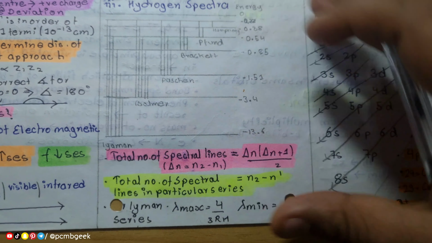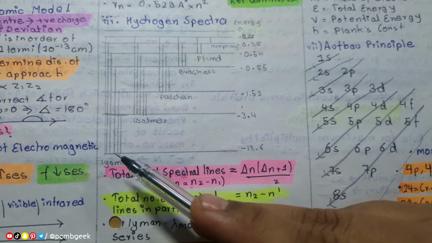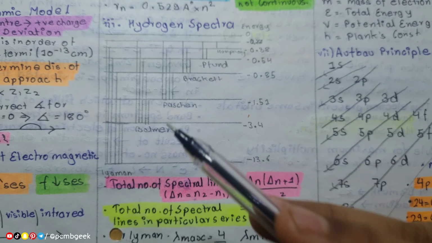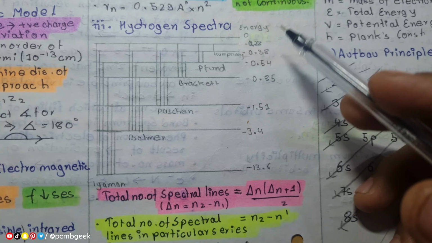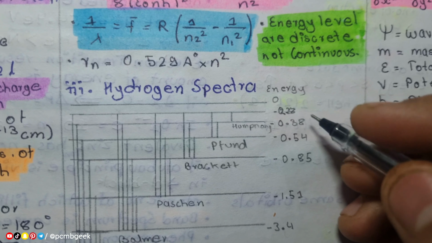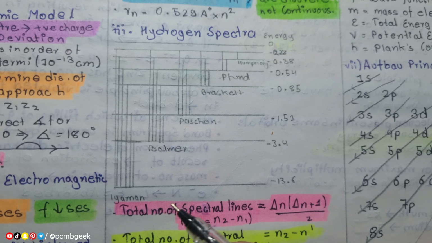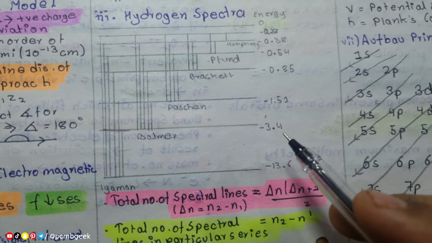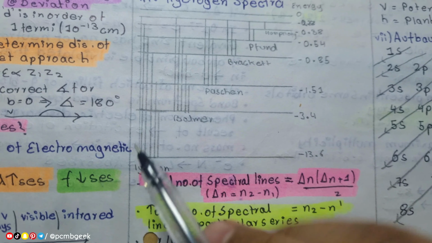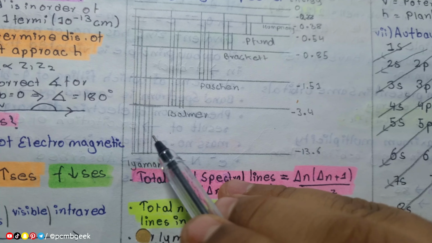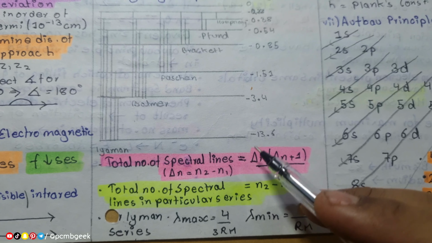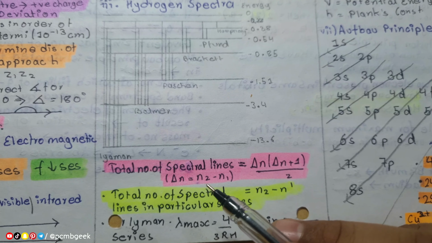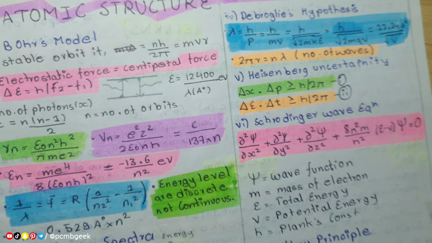Here is the hydrogen spectra. The hydrogen spectra consists of the Lyman series, Balmer series, Paschen series, Brackett series, and Pfund series. The energy is given in electron volts, where the electron energy limit of the Lyman series is minus 13.6 eV and the Balmer series is minus 3.4 eV. The number of spectral lines is given as del n multiplied by (del n plus 1) divided by 2, where del n means n2 minus n1.